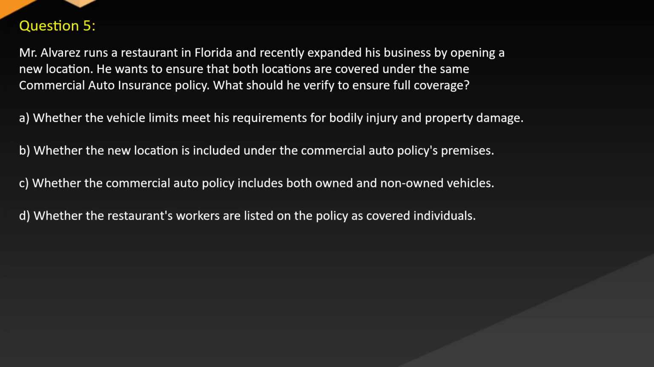A. Whether the vehicle limits meet his requirements for bodily injury and property damage. B. Whether the new location is included under the commercial auto policy's premises. C. Whether the commercial auto policy includes both owned and non-owned vehicles. D. Whether the restaurant's workers are listed on the policy as covered individuals.